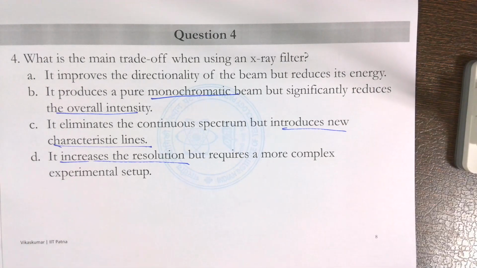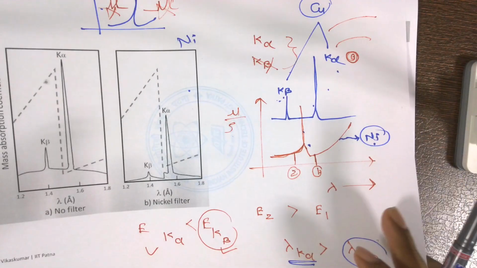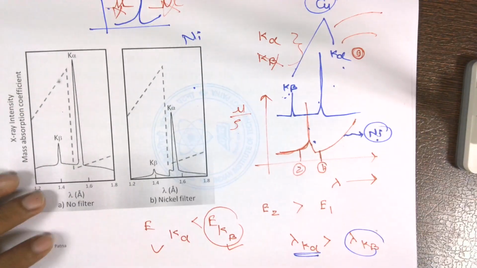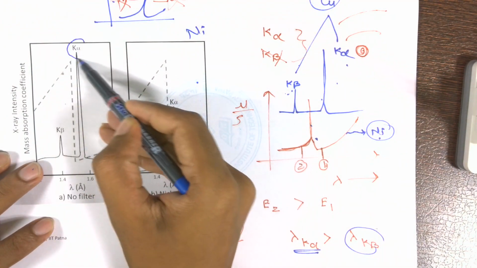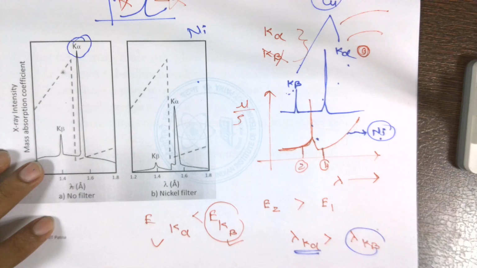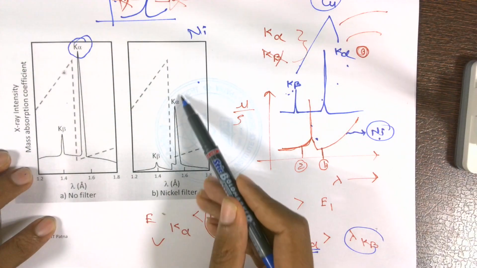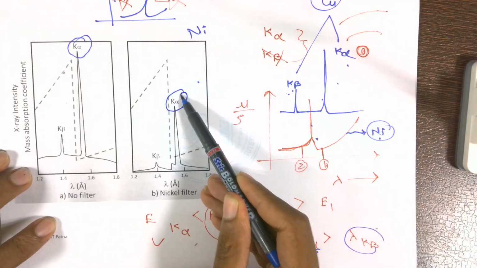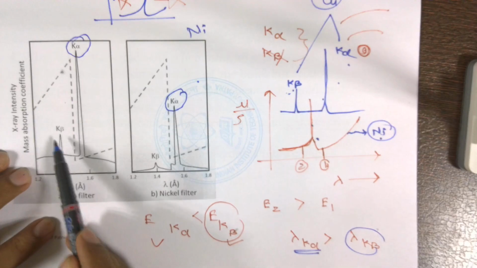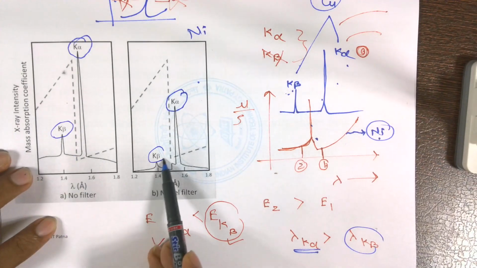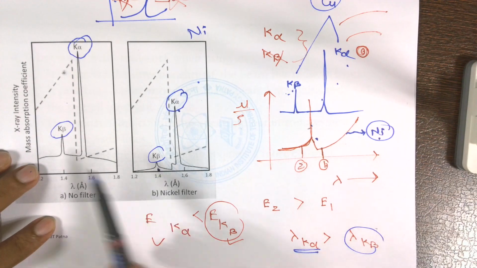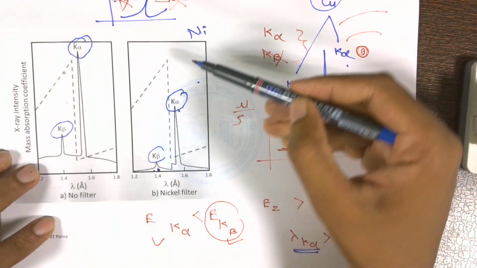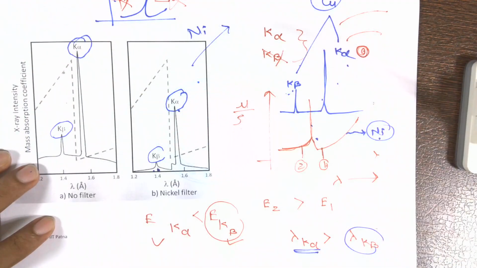They are asking what is the main trade-off of using this particular filter? Initially, K alpha had this much intensity. After the filter, K alpha decreased. K beta also decreased, but K alpha decreased less and K beta decreased far more. K beta decreased too much, and this is why we are able to produce the monochromatic beam.